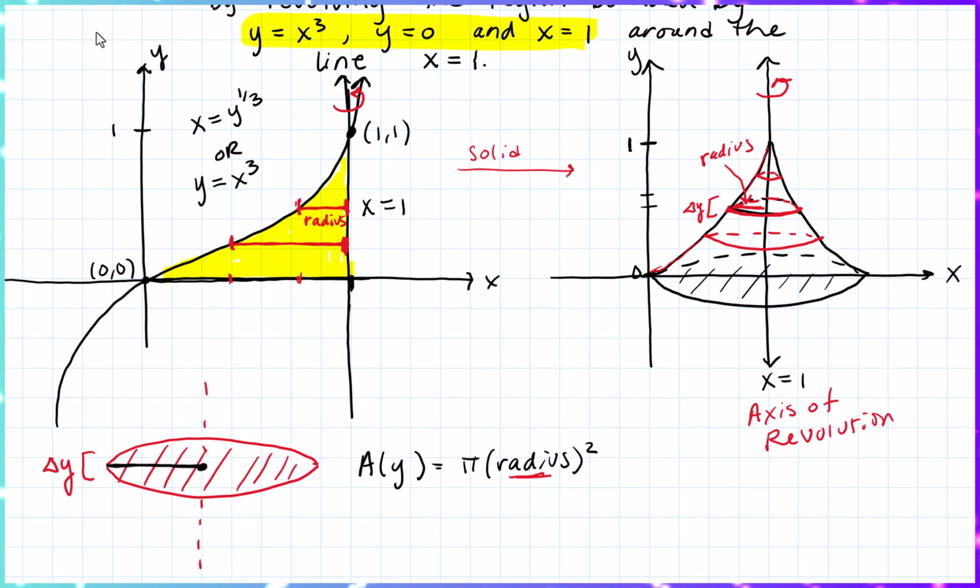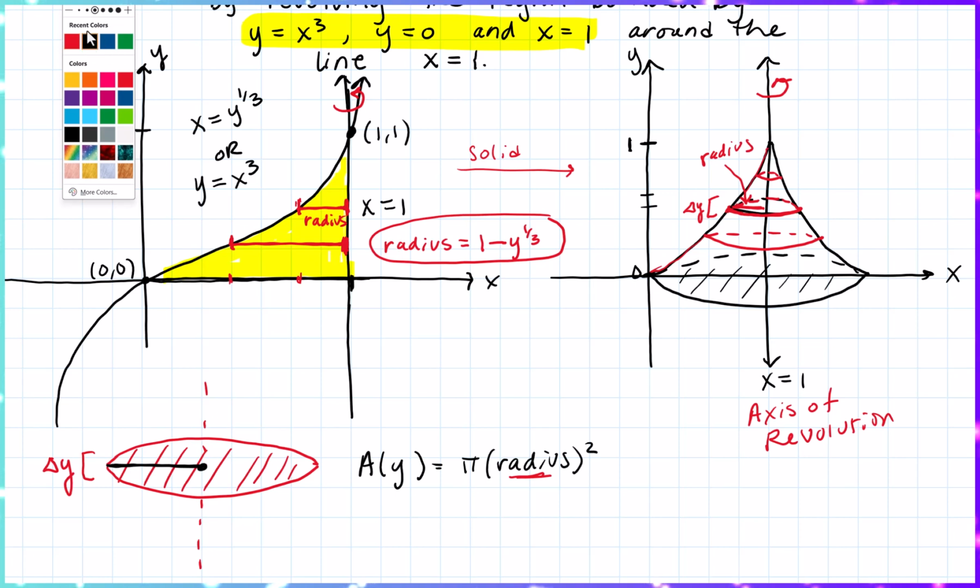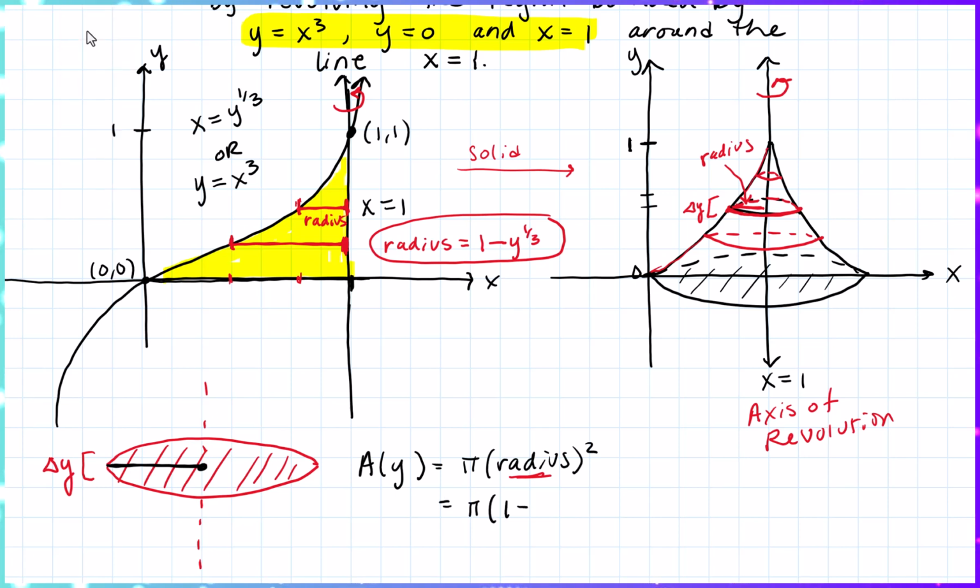So remember, we're just doing a little manipulation there, and our radius, that radius right here, let's write it up here so we can see it with the visual, ends up being 1 minus y to the 1/3. That's how we're going to calculate the radius at any given y value. So we'll plug that in. The radius is going to become 1 minus y to the 1/3 squared. And that is the area of any given slice giving us that disk for that solid.